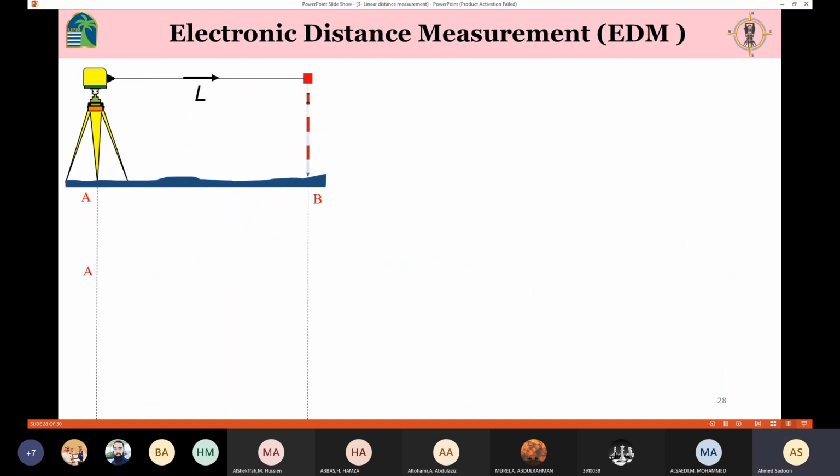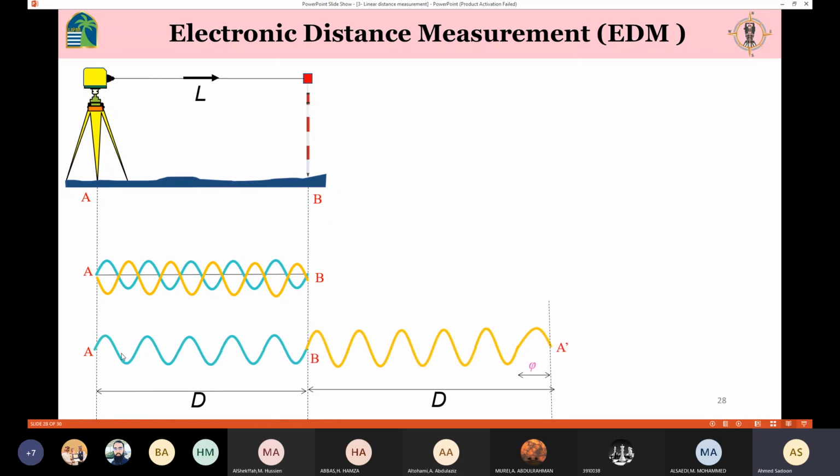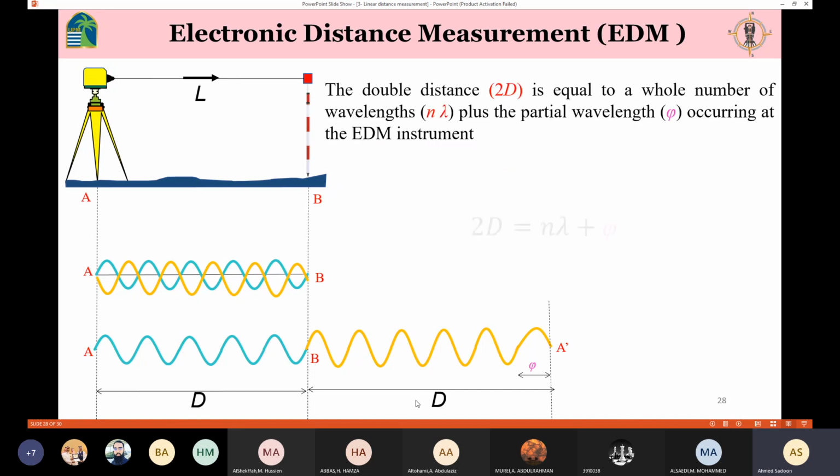Here I have the waves transmitted by the device, and here I have the waves that have been reflected by the reflector. I'm going to separate them: this one is going to be here and this one there. The distance here is D or L, and the distance here is also D. So I can separate them by putting the transmitted waves here and the received waves here. This one plus that one gives me 2D, right?